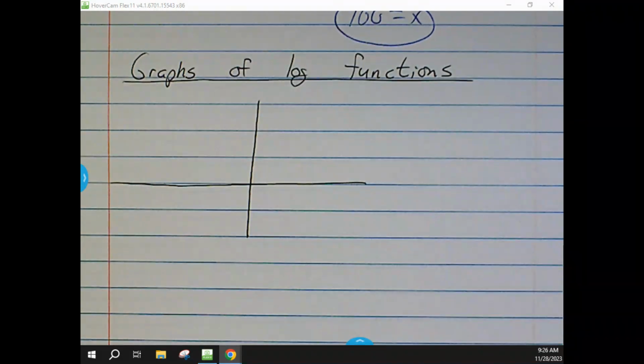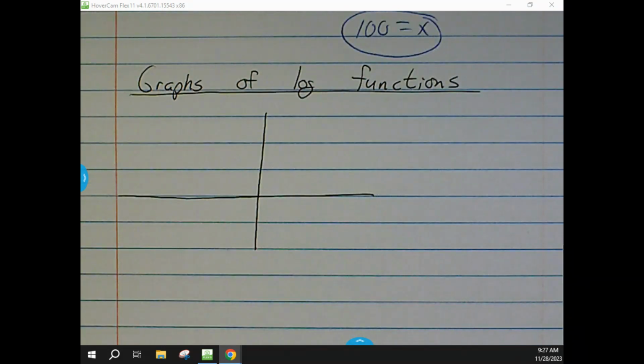Okay, and then before we actually show you those, let me flash back to what we were doing yesterday. Yesterday we were doing exponential graphs. And when we did exponential graphs, okay, so before we get to that part of it, we're going to go back to what we were doing yesterday.